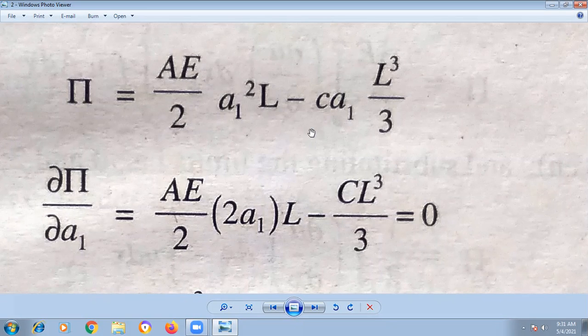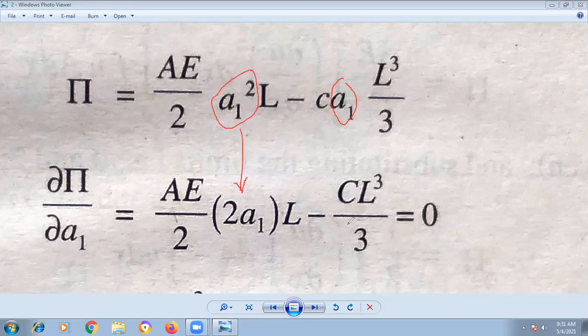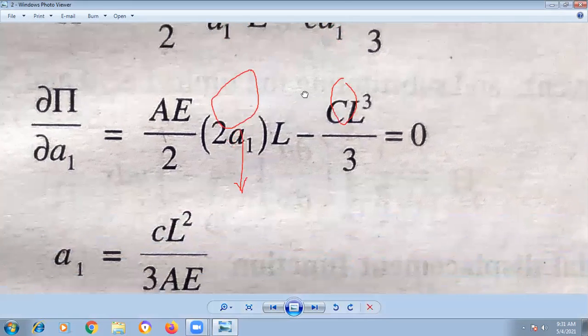Dou pi divided by dou A1, that is equal to AE by 2. Differentiation of A1 square will be 2A1 into L minus differentiation of C L cube by 3, which is as it is, and differentiation of A1 with respect to A1 is again 1. Substitute the whole thing to be equal to 0.